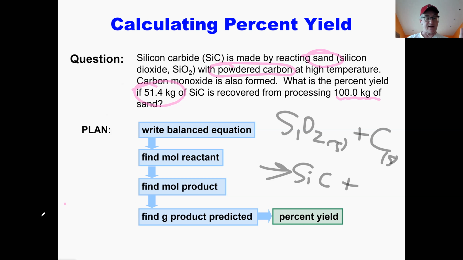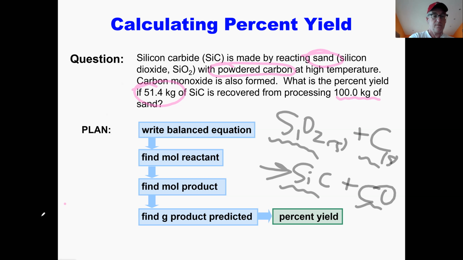So before I can write down carbon monoxide, you have to tell me what it is. How do I write it down? CO. So that's where we start. So we have sand, silicon dioxide, and carbon. And from that, I make silicon carbide and carbon monoxide.